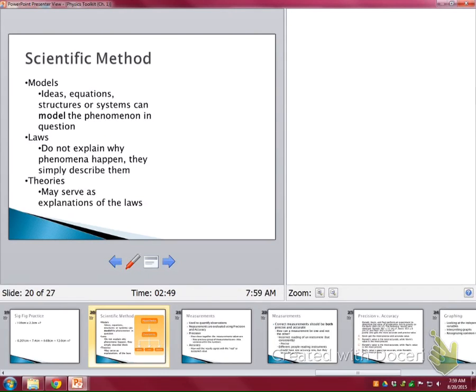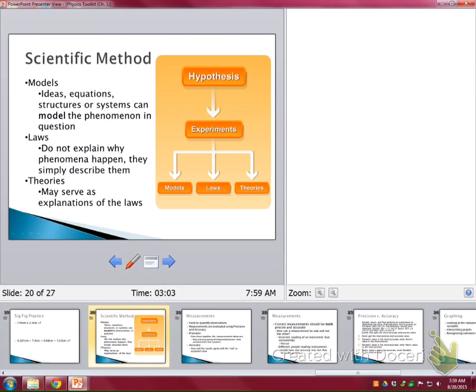And those laws usually come in the form of equations. Okay, we talked about how often we'll use physics equations in here, and it is very true, a lot. Most of those laws that we will study come in the form of equations. Theories can most of the time serve as an explanation of the laws. So this is basically how the whole scientific method works. You guys know that. We're not going through the scientific method because you guys are seniors.